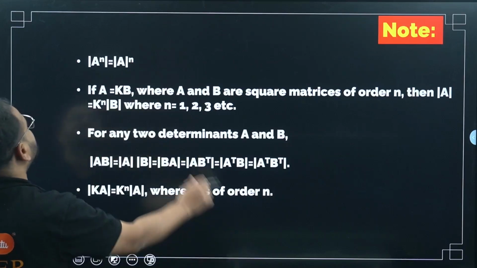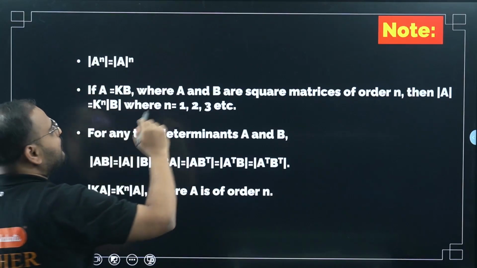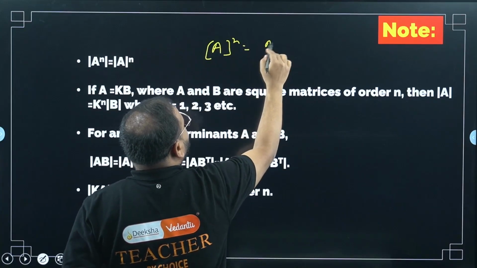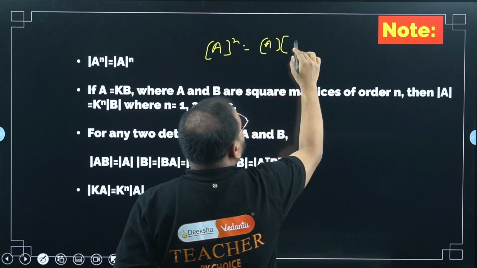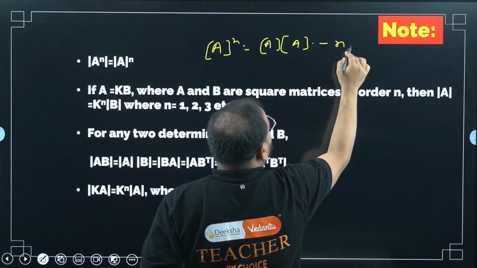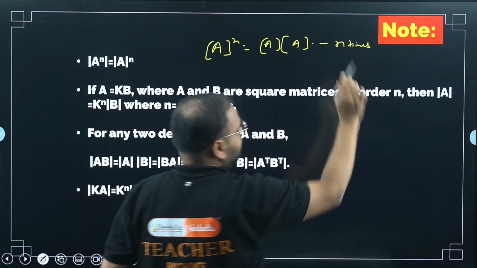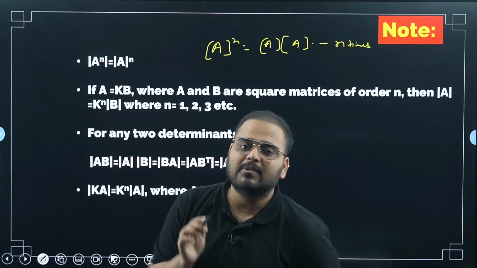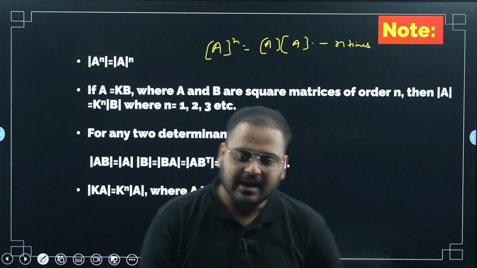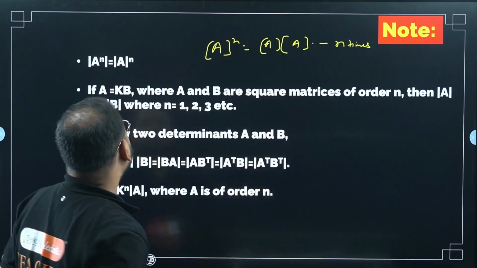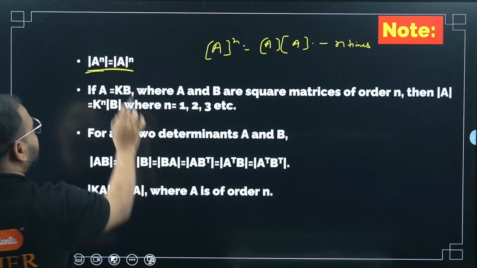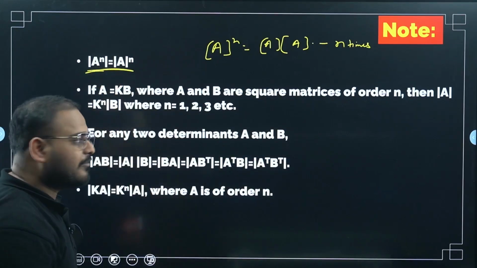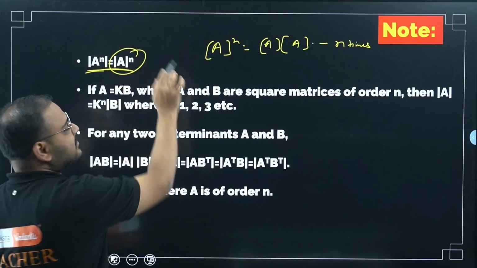A few more points. If I have, let's say, a matrix to the power n, what is the meaning of matrix to the power n? It means I am multiplying matrix A by itself how many times? n times, sir. Okay, so like this. Whenever you have this condition given here, the determinant of matrix power n, then you can find the determinant first and then take the power n.